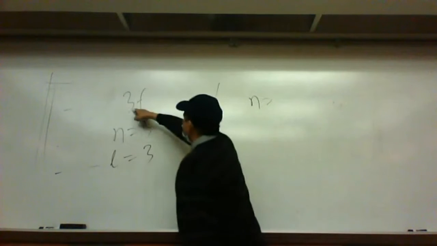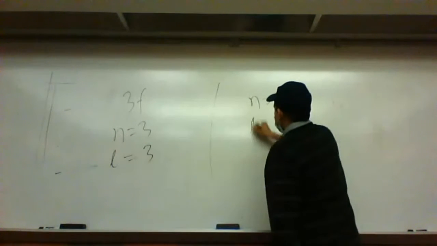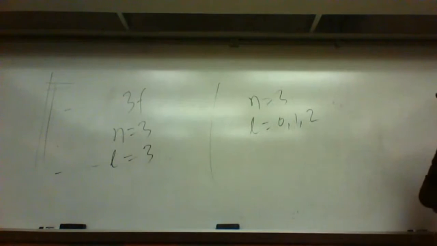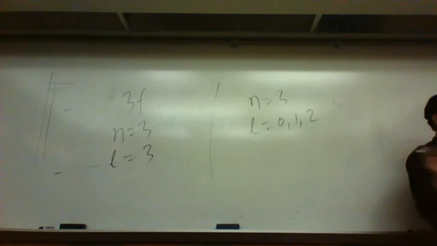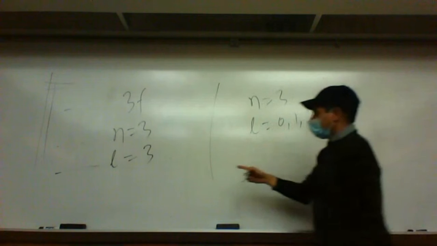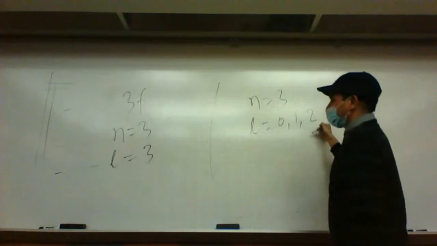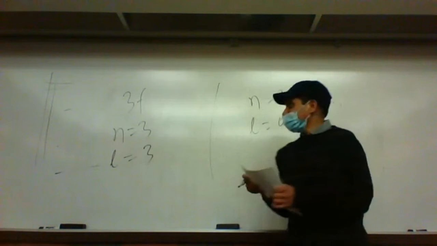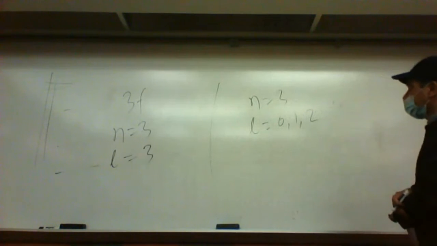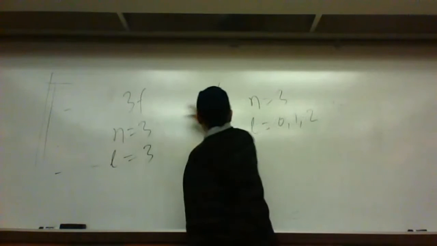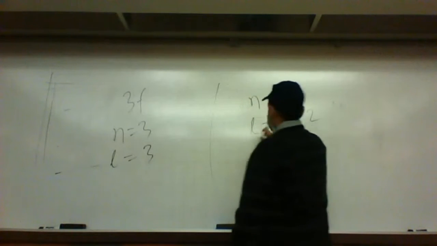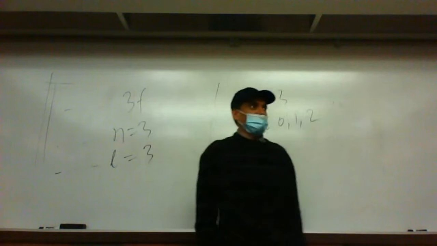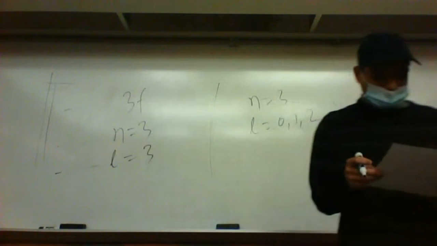For n equals 3, now l would be 0, 1, 2. Can I go up to 3? I can't go up to 3, right? So here is a 3, but according to the rule, I can't go up to 3. So 3f clearly cannot exist. I don't see 3f because n equals 3, and when l equals 0, 1, 2, I can't write up to 3. So 3f is not possible. Make sense?